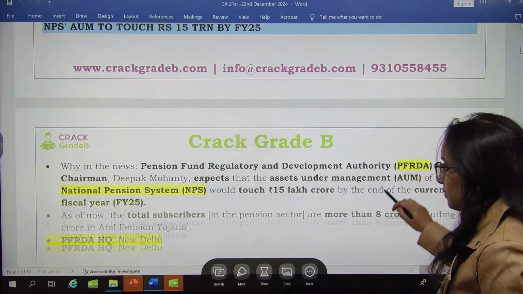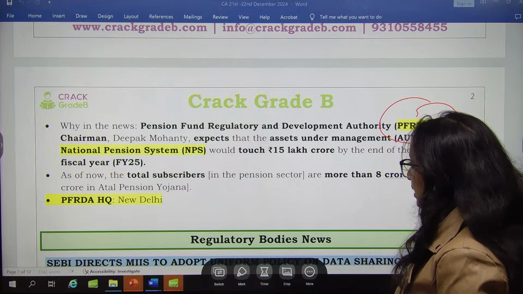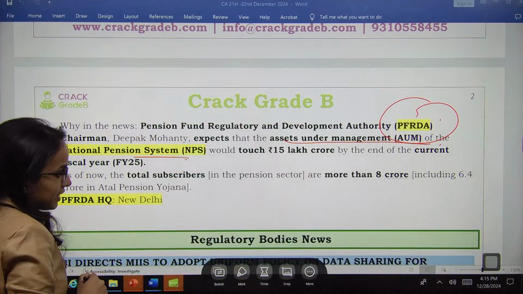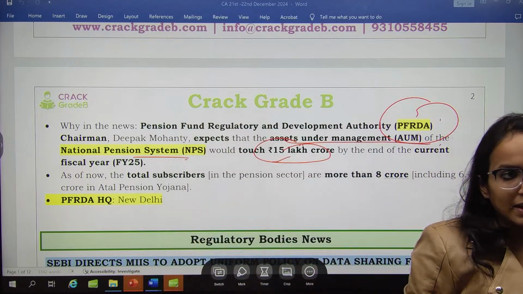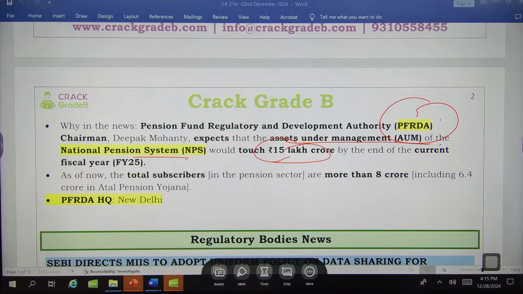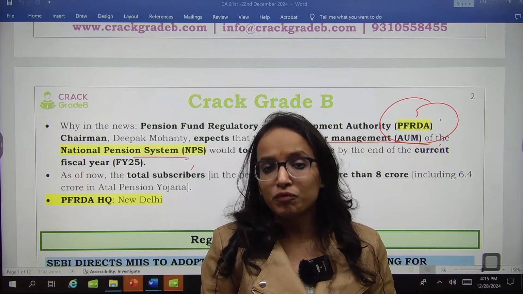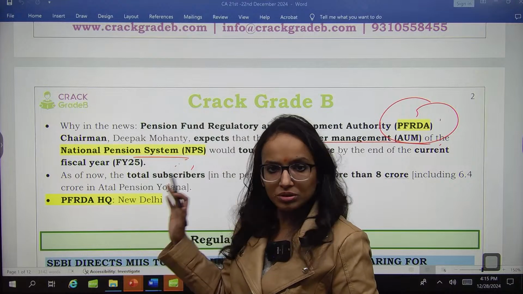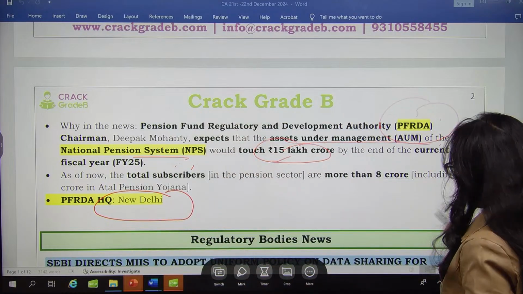Next thing which we have is Pension Fund Regulatory and Development Authority. So PFRDA chairman has said that they are expecting that the assets under management, AUM, of the National Pension System, NPS, are going to touch 15 lakh crore rupees by the end of the current financial year. 15 lakh crore rupees. So this is huge, right? That means they are managing huge funds under this. Now funds kahan se aa rahe hain? That means that the employees are also contributing actively. They are showing confidence in this NPS, right? So this is the thing. And remember PFRDA headquarters is in New Delhi.